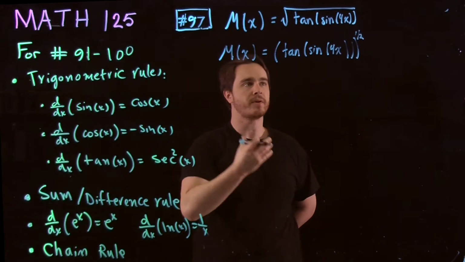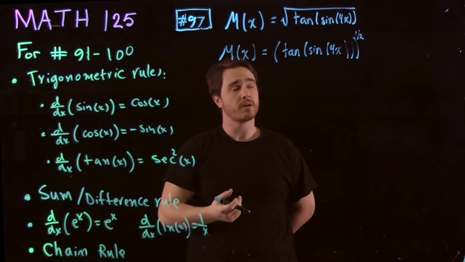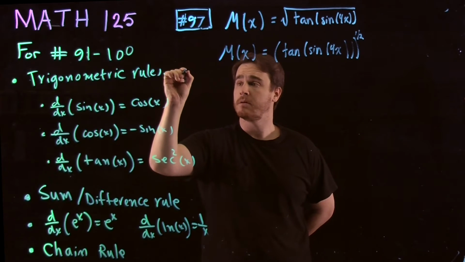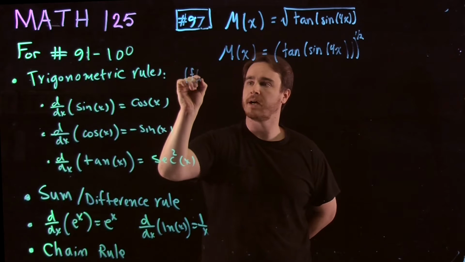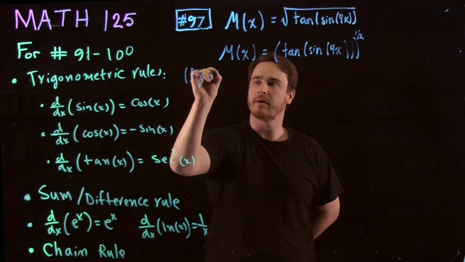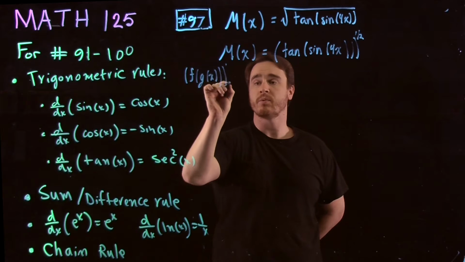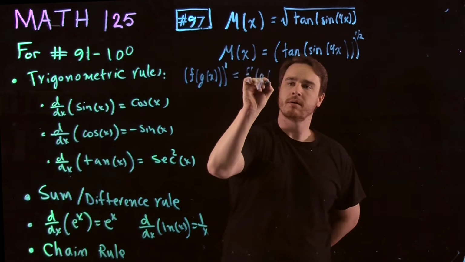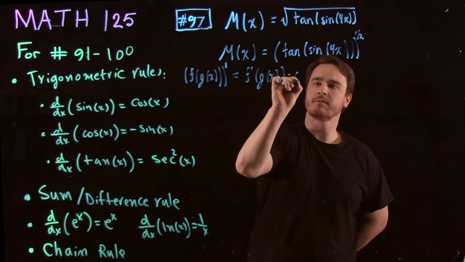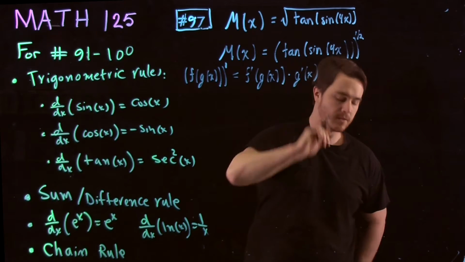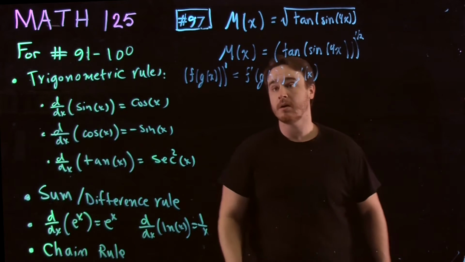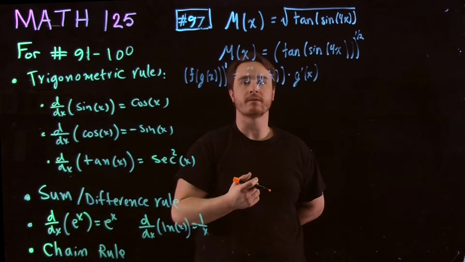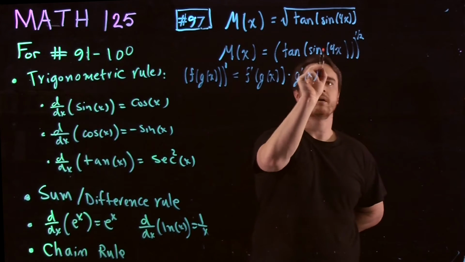Now you'll notice here that we have a function inside of a function inside of another function. So here, that's your cue to use chain rule. So to recall, if we have f of g of x, we want to find the derivative of that. That is f prime of g of x times g prime of x. All right, well here we have another chain rule going on because our g of x has another function inside of it.